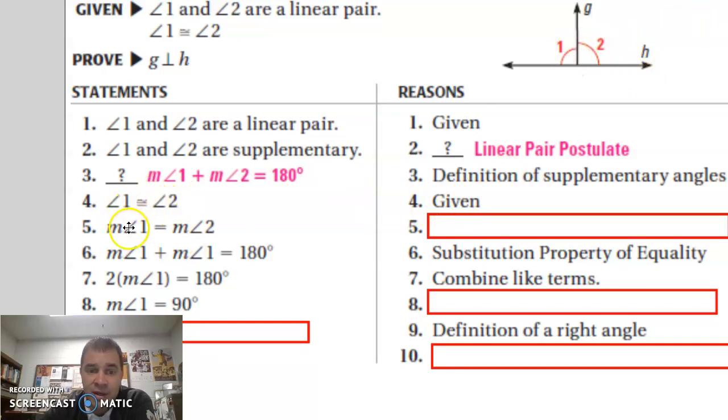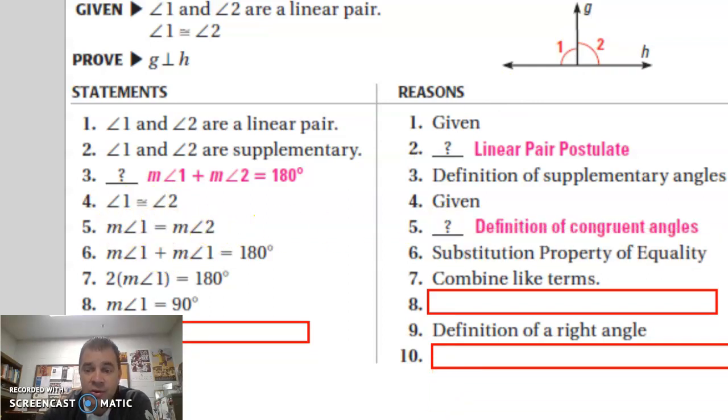Because now we can start making use of that. If 1 and 2 are congruent, then the measures of those angles must be the same. That's just defining what congruent angles are. Right? If they're congruent, they have the same angle measurement. We could have kind of flipped that around as well and started with this one. If the measures are the same, then we can say they're congruent. That's what defining congruent angles is all about.